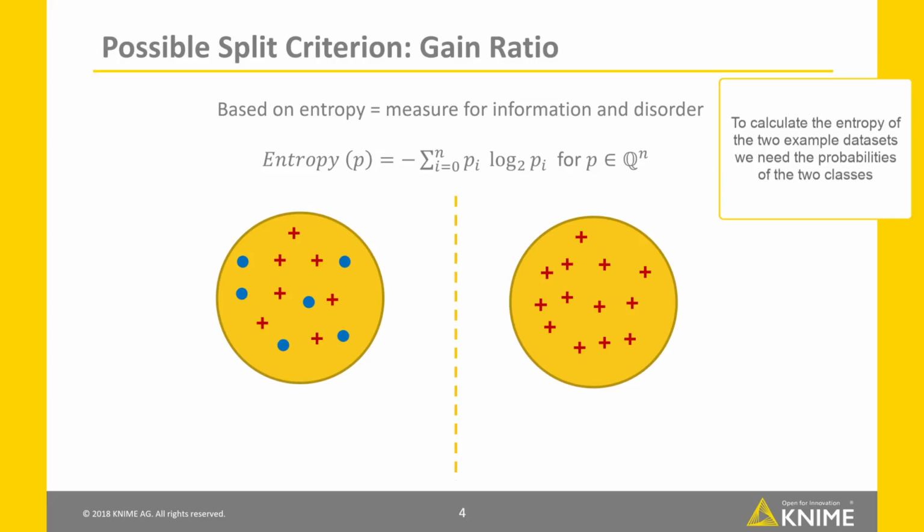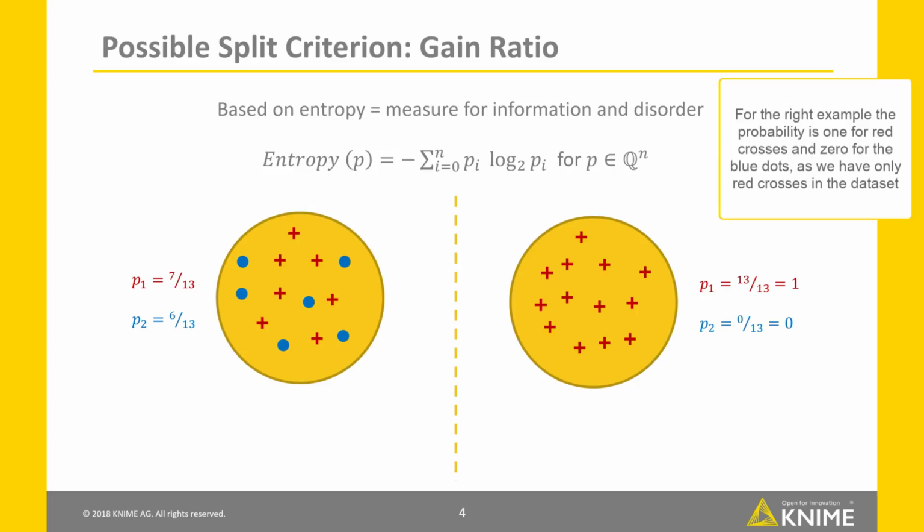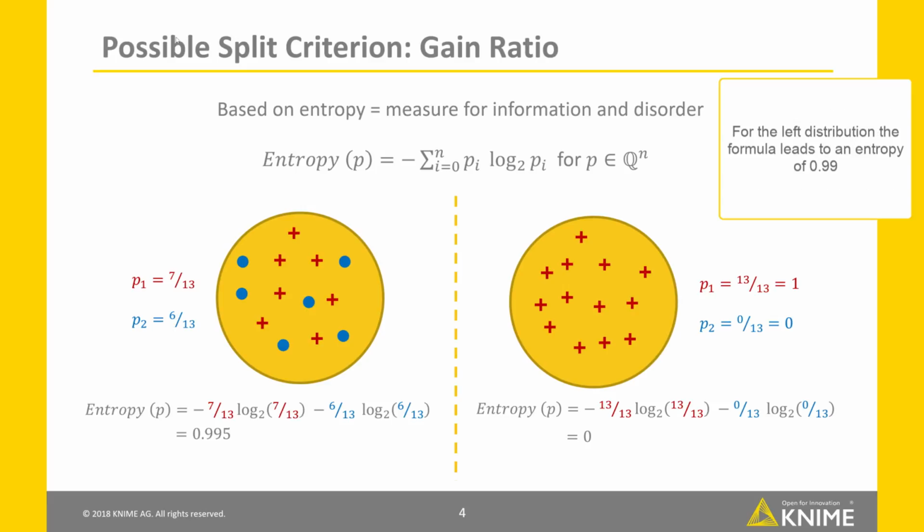To calculate the entropy of the two example datasets, we need the probabilities of the two classes. For the left example, the probability is 7 divided by 13 for red crosses and 6 divided by 13 for blue dots. For the right example, the probability is 1 for red crosses and 0 for blue dots, as we have only red crosses in the dataset. For the left distribution, the formula leads to an entropy of 0.99. For the pure dataset, on the other hand, the formula leads to an entropy of 0. The goal of the decision tree is to isolate all those pure subsets with an entropy of 0.